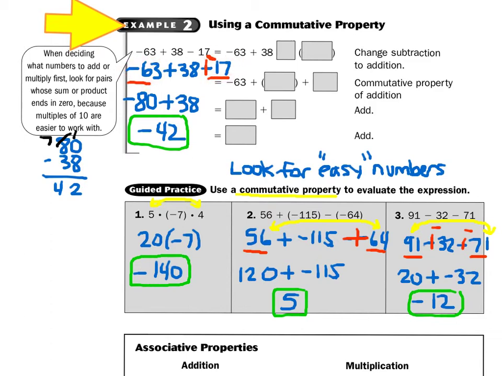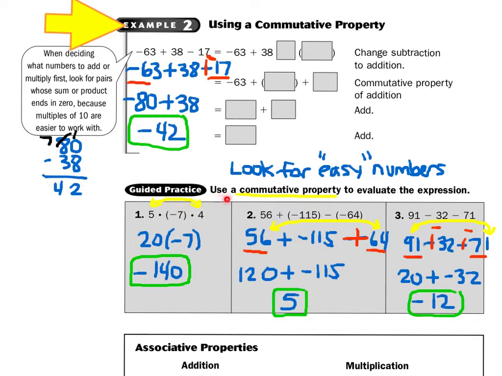So negative 63 plus negative 17 gives us negative 80. And now negative 80 plus 38, well remember, they're going to battle. The negatives are going to win, so I'm going to put them on top. 80 minus 38 gives me 42. And since the negatives won, it's negative 42.